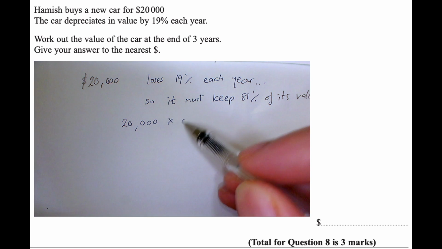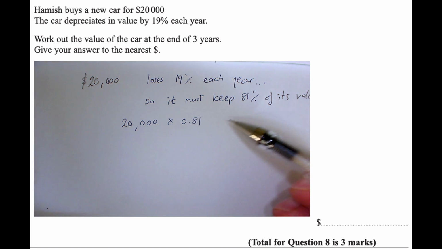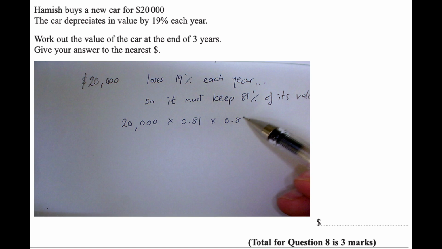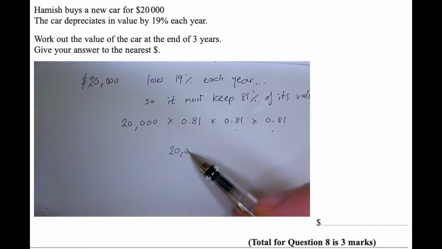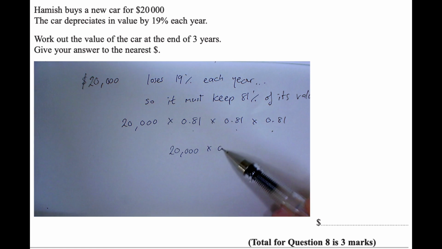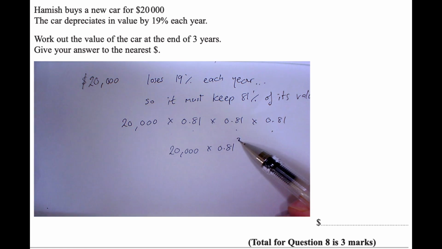So of, as we know in maths, means times. So 20,000, we want 0.81 of 20,000. That's 81% of 20,000. We just multiply, and it's 3 years. And of course there's a quick way of timesing something by the same number 3 times. We can use that little cube sign, can't we? So that's probably the quickest way of doing this question.